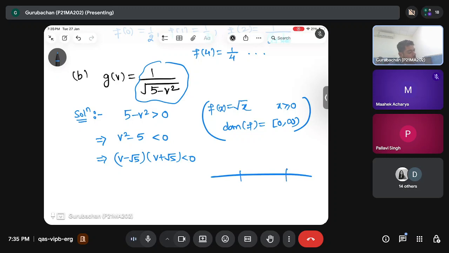So what are the critical points here? What are the critical points? Minus under root 5 and plus under root 5. So after plus under root 5, you are taking any number. Suppose 3. At 3, is the LHS positive or negative?